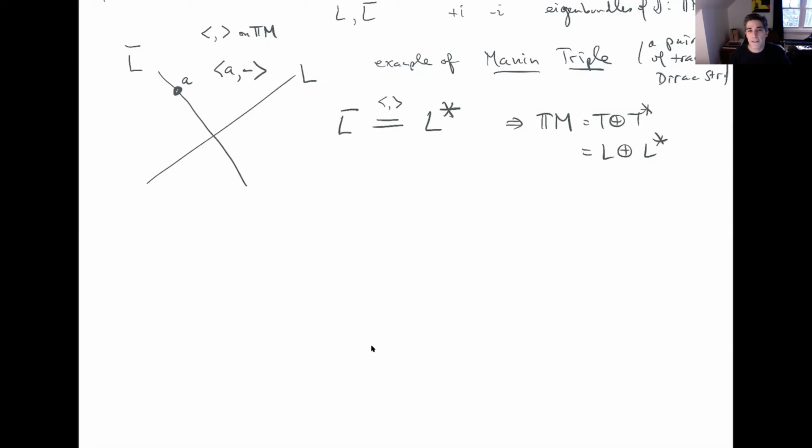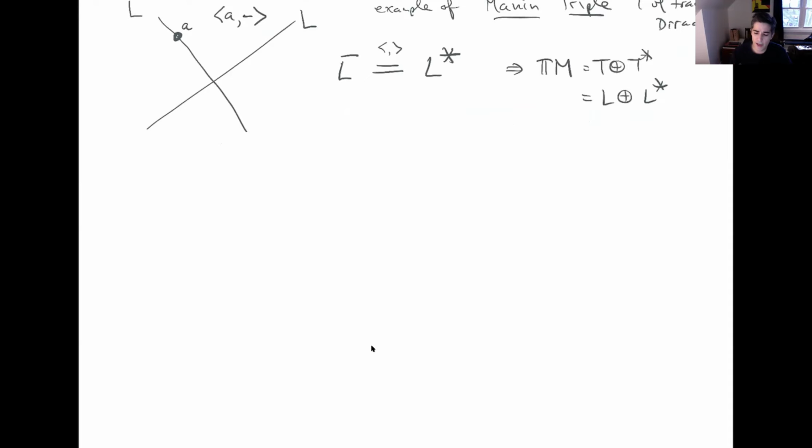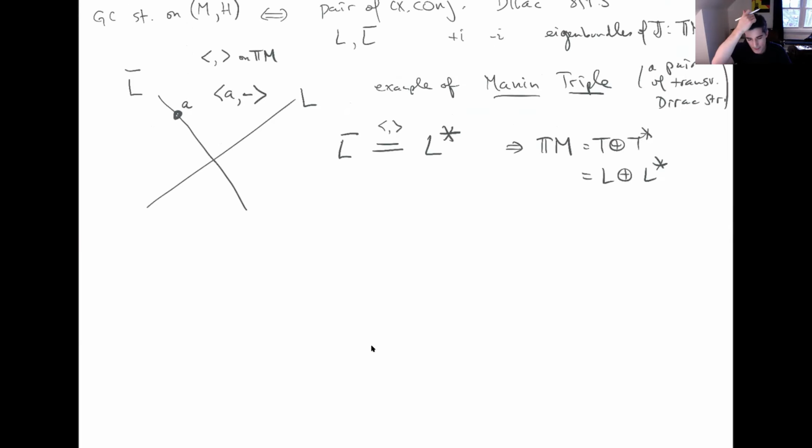Right? So this is kind of the reason why these Manin pairs are important. It's because it gives you a different basis with which to write the Courant bracket, the Courant algebroid. Okay, and that's interesting. This gives rise to a certain algebraic structure, which is called a Lie bialgebroid.